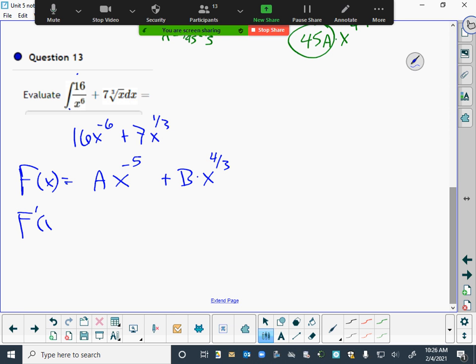So if I then take the derivative of this, I'm going to get a negative 5a x to the negative 6 plus 4/3 b x to the 1/3. And I know that my negative 5a has to be 16.